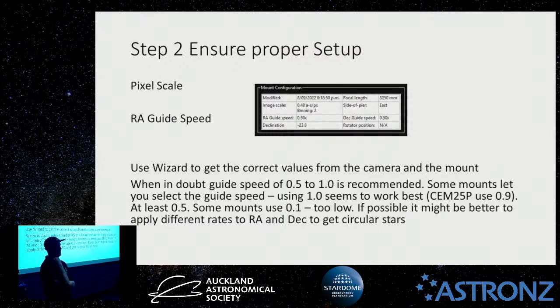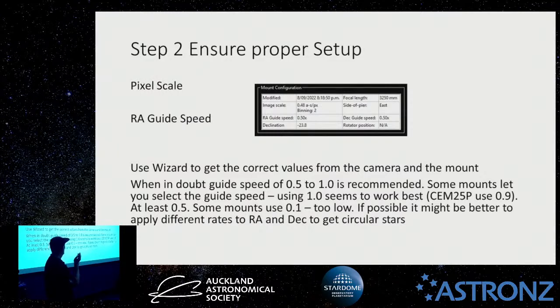At Kumeu, you use 0.5, and I don't know how to adjust it. I don't think it can be adjusted. Can it? It's adjustable in the mount settings. I believe it's the percentage of sidereal speed, so 0.5 is half sidereal speed. Something like that. So it can be adjusted on the sky. One thing they do say is some mounts want to use 0.1, and that's too low. So if your mount wants to use 0.1, see if you can adjust it.